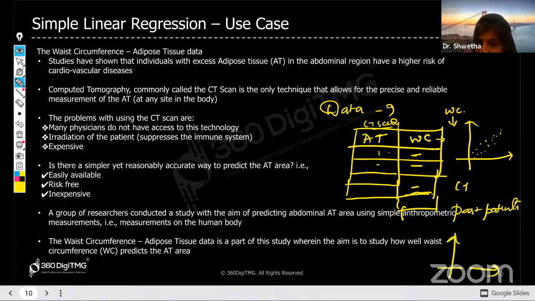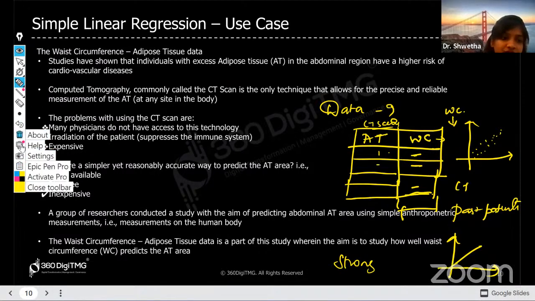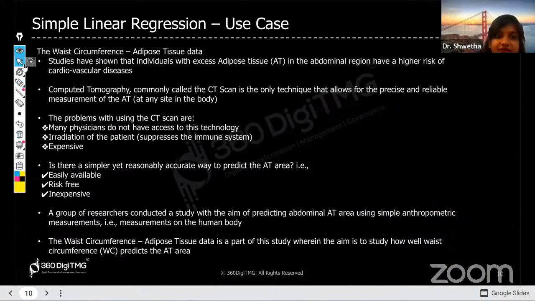Once you have the data for adipose tissue and the waist circumference, then we can build a model to find the relationship between those two and see how well they are correlated, how strong the relationship is between these two. Once we establish the relationship, then we can prevent people with a higher adipose tissue from heart diseases. So this was a simple use case wherein we were trying to predict the adipose tissue.